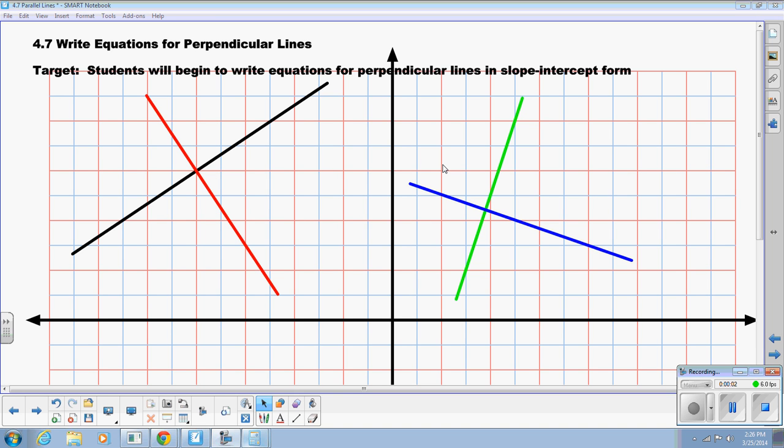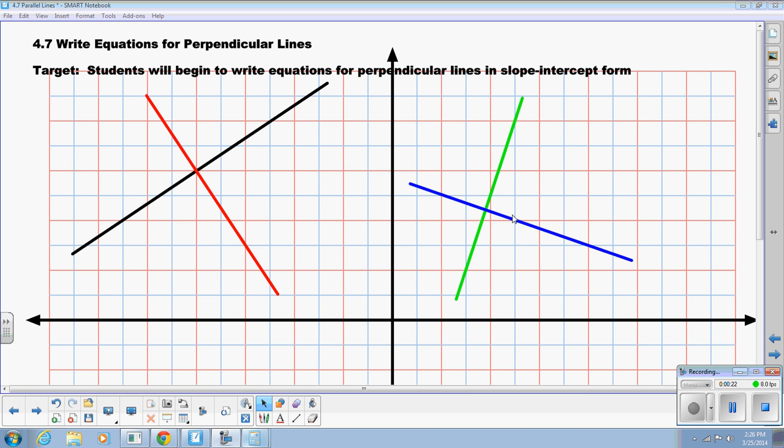Lesson 4.7 now. The other half of it is perpendicular lines. We dealt with parallel lines in the first part of this lesson. Now we're going to look at perpendicular lines. So I'm going to have you start writing equations for perpendicular lines, and we're going to write them in slope-intercept form. To show you, I have to show you how perpendicular lines work first.